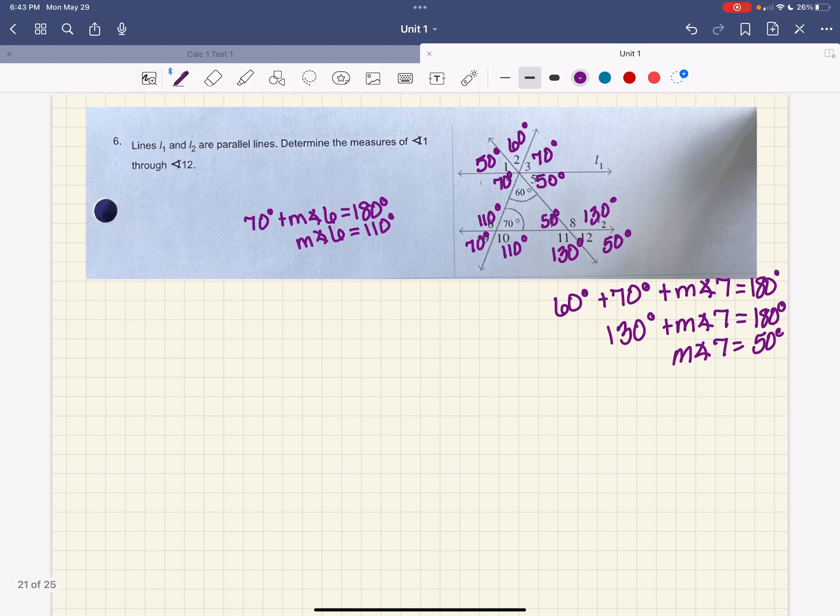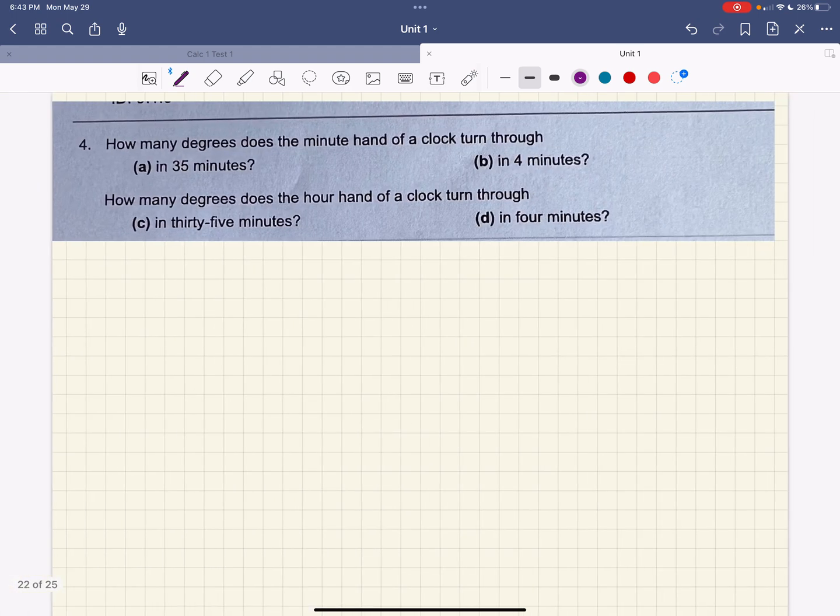Okay, let's do another one. This one is a little bit more challenging, and that's why I definitely want to do this one. How many degrees does the minute hand of a clock turn? Something I want to be sure that you're aware of is that the degrees in a circle are 360 degrees. If I go all the way around in a circle, that's 360 degrees.